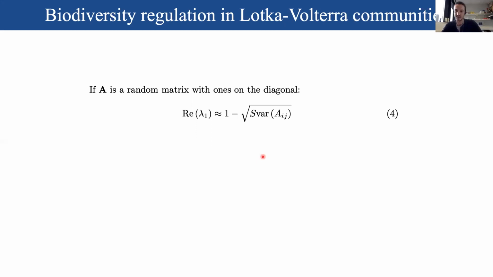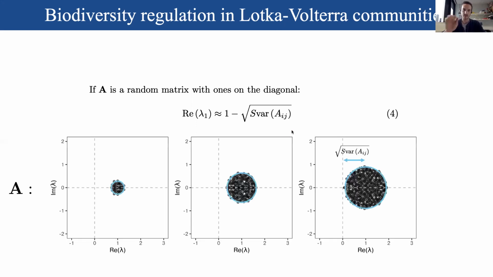In this case, then, the eigenvalue spectrum of the interaction matrix A will form a circular cloud centered on 1 and with a radius given by this expression here, which depends on the square root of S, the species richness within our model. Okay, so as you increase the species richness of your community model, you drive the leading eigenvalue towards the origin, towards that scenario in which there is no finite solution to the equilibrium biomass distribution.